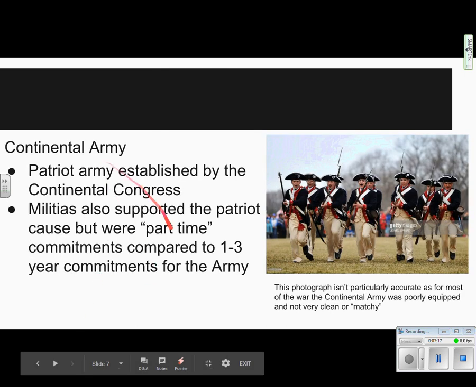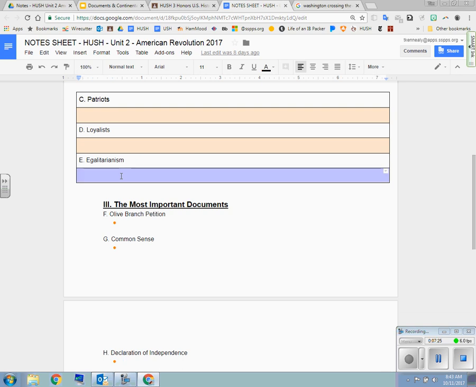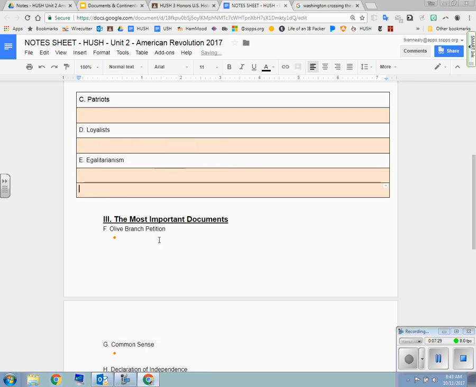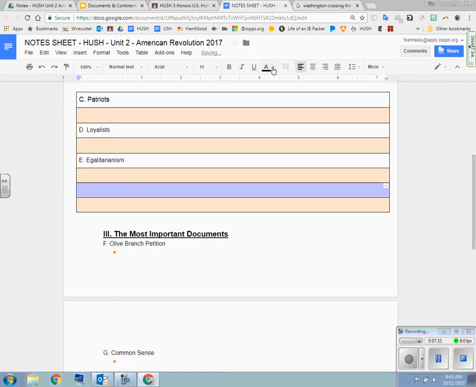The last vocabulary word here, and this is a little trick. I need you to add this Continental Army to the notes sheet. So what you want to do is you want to go to the notes sheet, click in the egalitarian box, and then just say insert row below, insert row below. Do that twice, right? If you're really like me and you like things to look all pretty and even, okay? Then you can get rid of the color in one box. We'll make it a double E, and we'll say Continental Army.